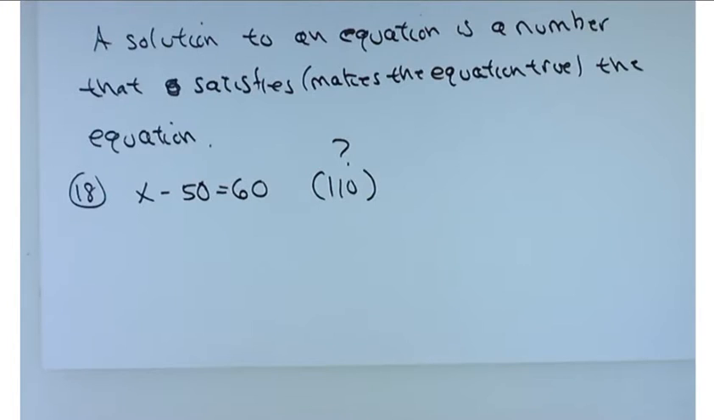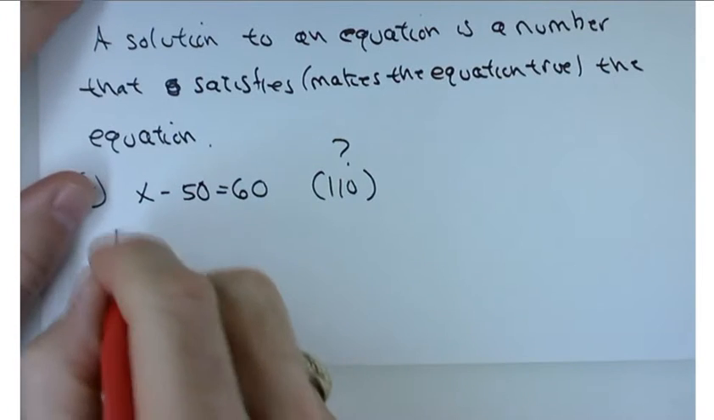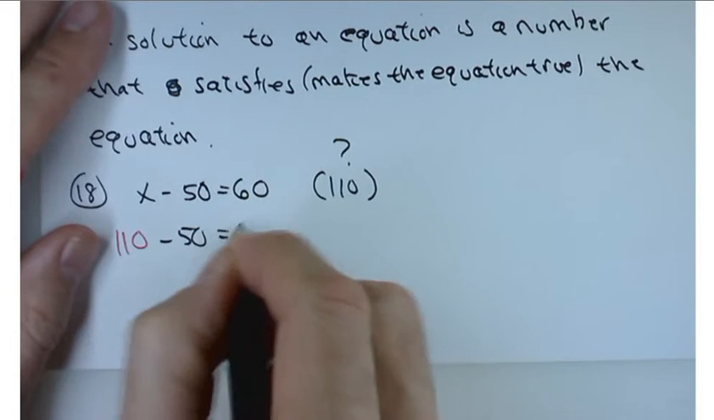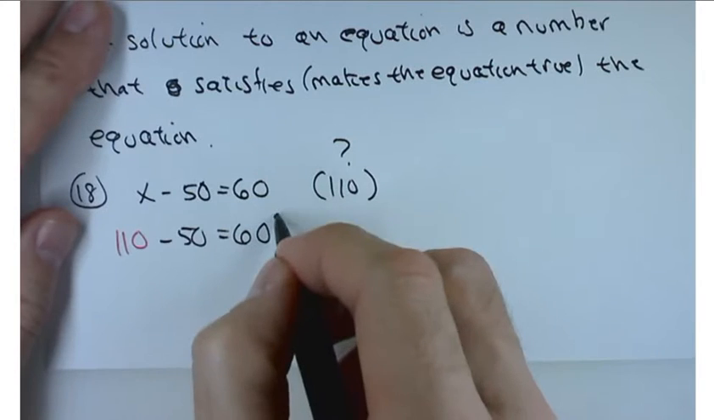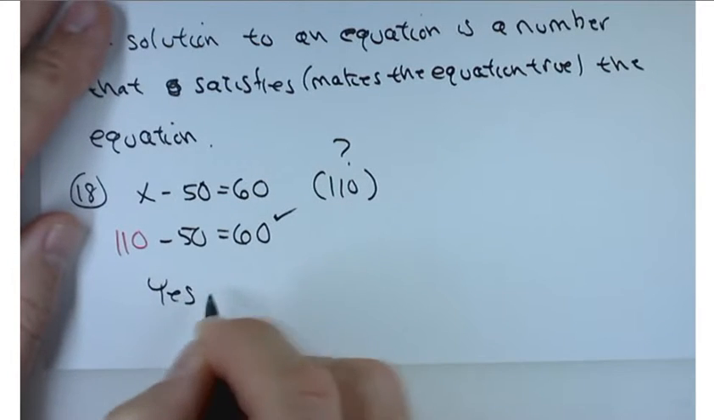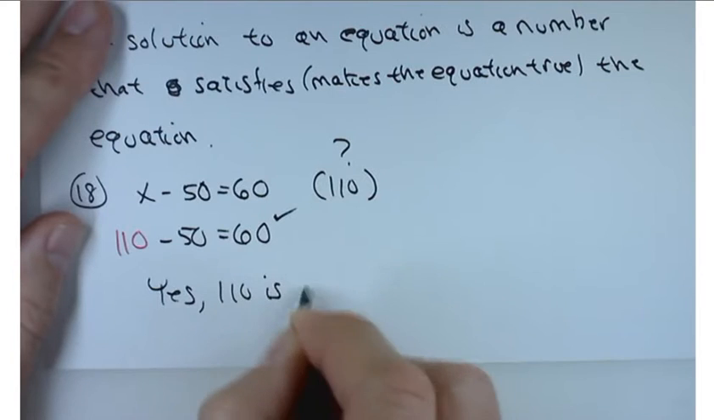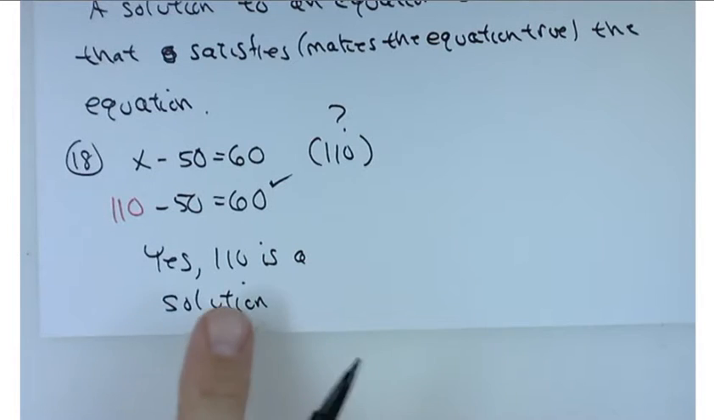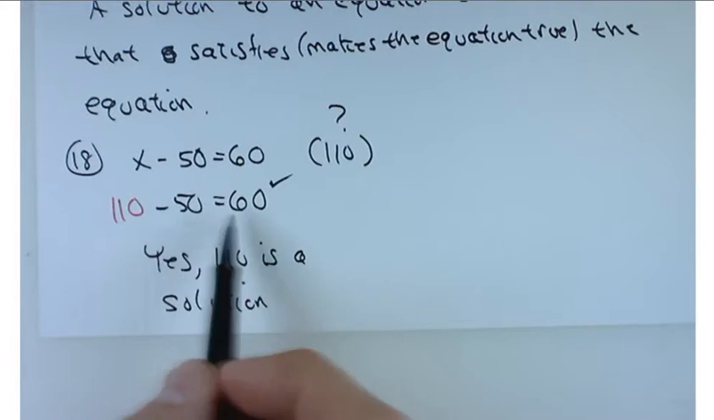Now, on an exam, if I gave you a problem like this, I'm going to ask for just a little bit more than a yes or no. I want to see a reason why. I want you to show me that you understand what's going on. So what I'd be looking for is for you to put in that number and check it. 110 minus 50 equals 60. True or false? True. So the answer, yes, 110 is a solution. Now, if you want to use a complete sentence there, that's great. If you want to just write yes, that's great too. But I do want to see something like that to check it.